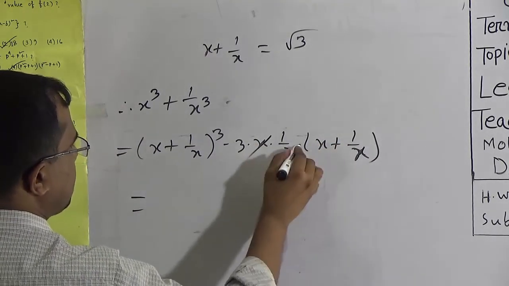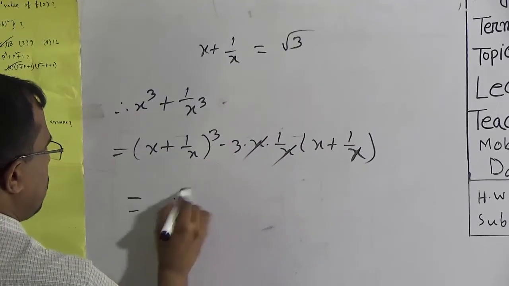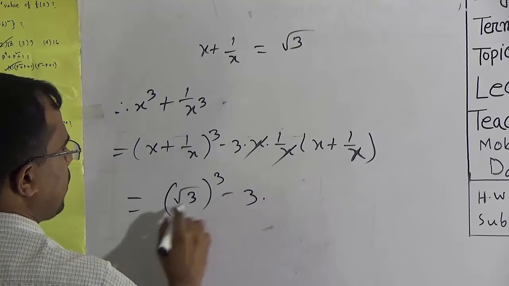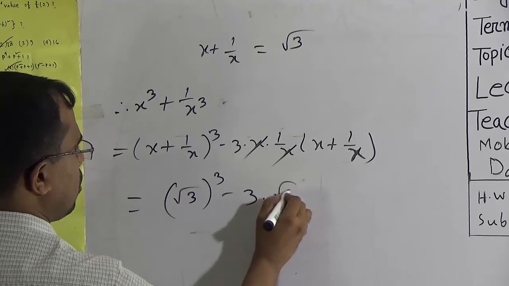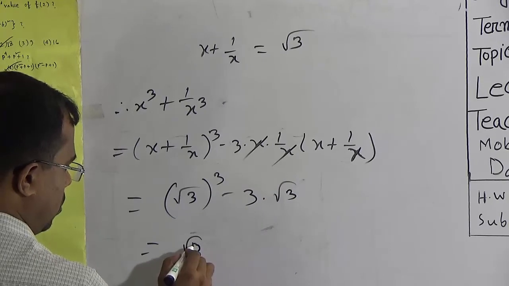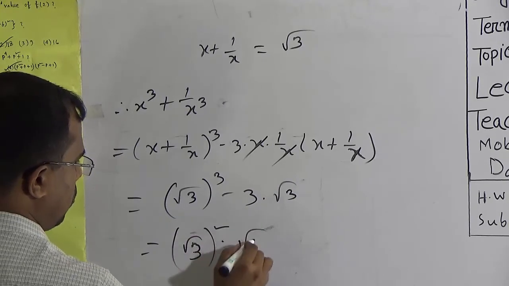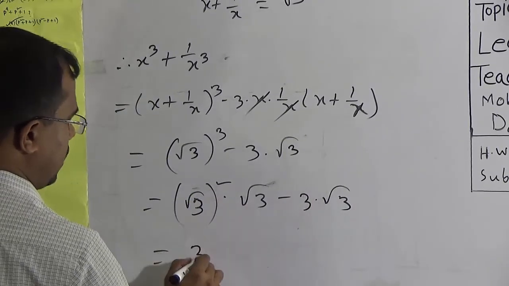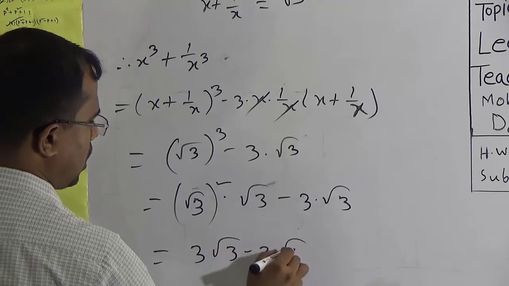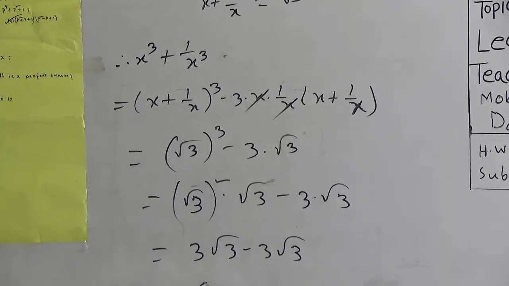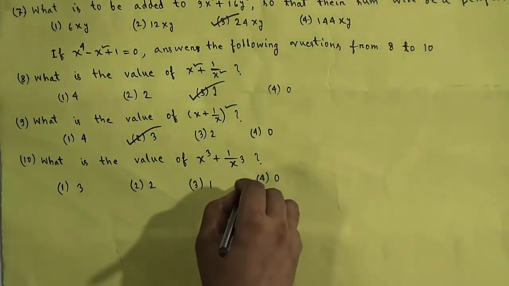Now we can cut this x and this x. Now x plus 1 by x equals root 3, so we can write root 3 whole cube minus 3 into x plus 1 by x, and the value of x plus 1 by x is root 3. Now instead of root 3 whole cube, we can write root 3 whole square into root 3, minus 3 root 3. Now square and root we can cut, then it will be 3 root 3 minus 3 root 3, which equals 0. That means the answer will be 0. Here in option 4, 0 is given. So the correct option of question 10 will be option 4, 0.